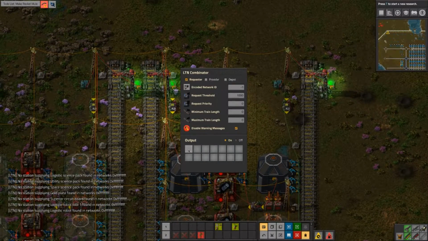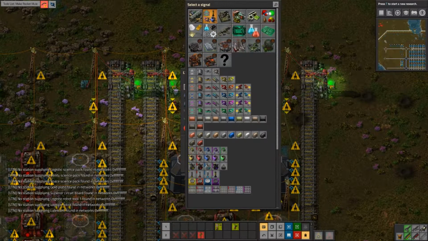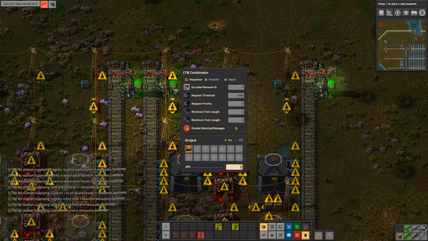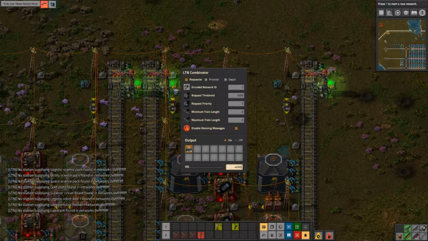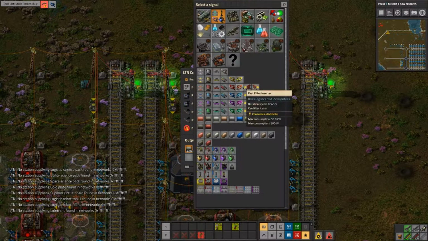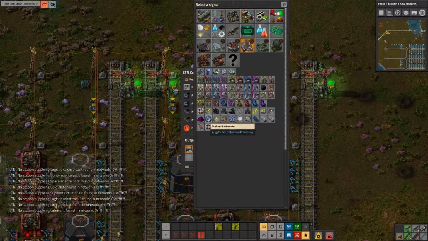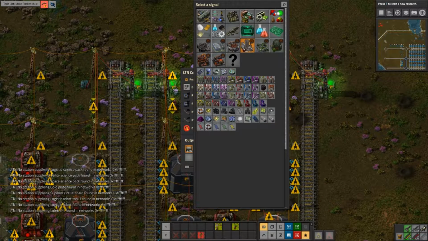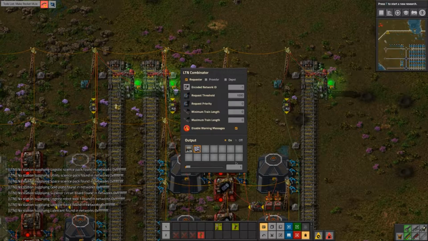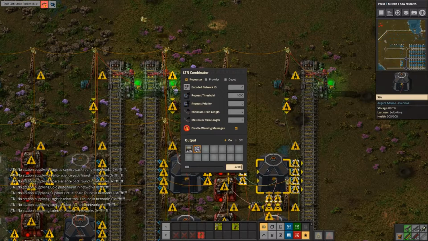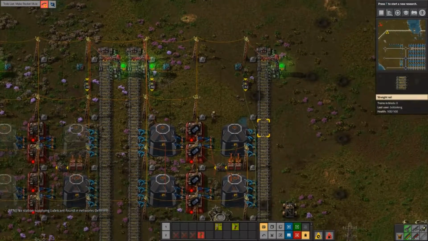You are the requester. Things to request: iron pipe, 4,000 of it. Ammonium nitrate, sodium cyanate. Where is it? There. Ammonium nitrate, 4,000 of it. Make rocket fuel.